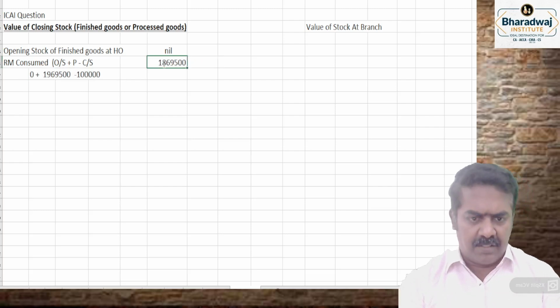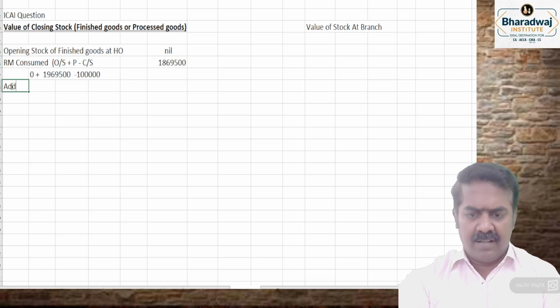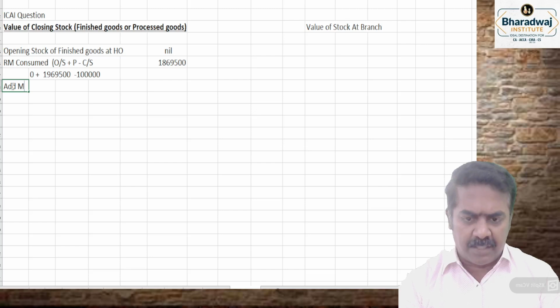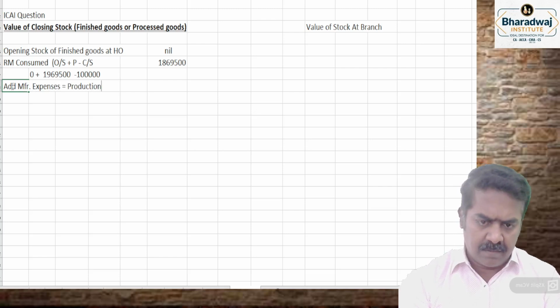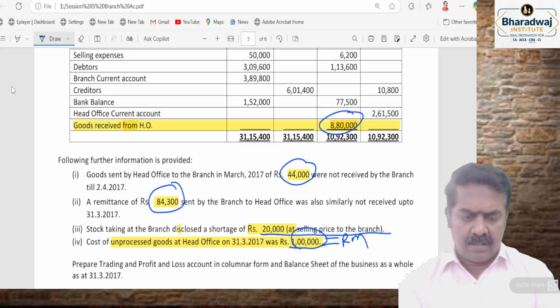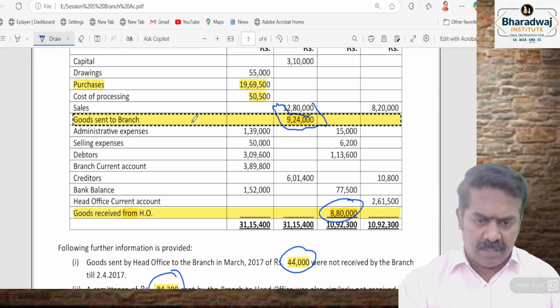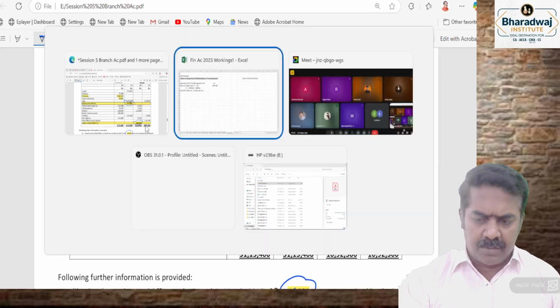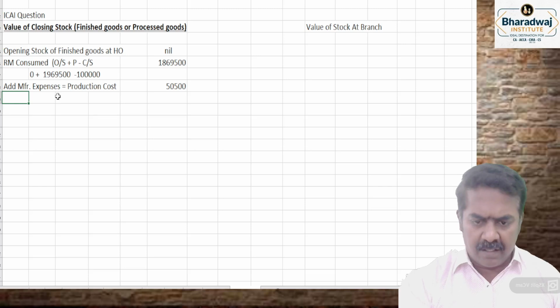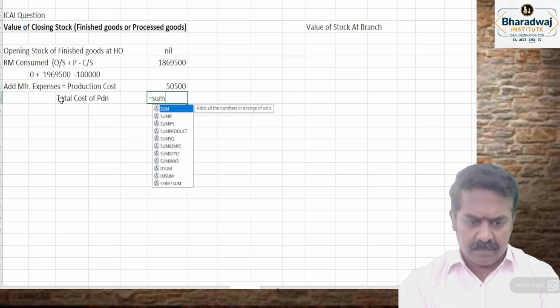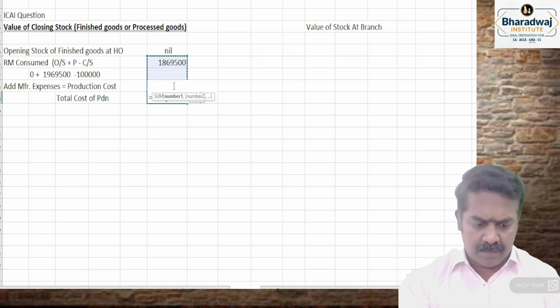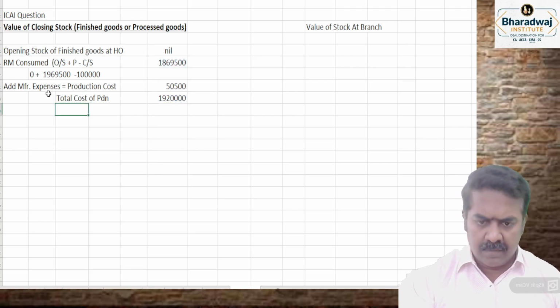This is like the cost sheet we are doing. Then this is like prime cost. Add manufacturing expenses. Nothing but production cost. What is the production cost? Manufacturing expenses, 50,000. Add that, you will get total cost of production. What is the total cost of production? This one. 19,20,000 is the cost of production.